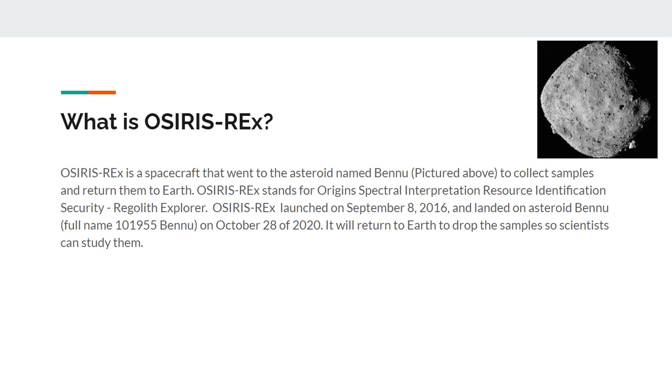OSIRIS-REx stands for Origins, Spectral Interpretation, Resource Identification, Security, Regolith Explorer. It launched on September 8th, 2016, and then it collected the sample from 101955 Bennu, which is Bennu's full name, on October 28th of 2020. And then in 2023, it will return to Earth to drop the samples.